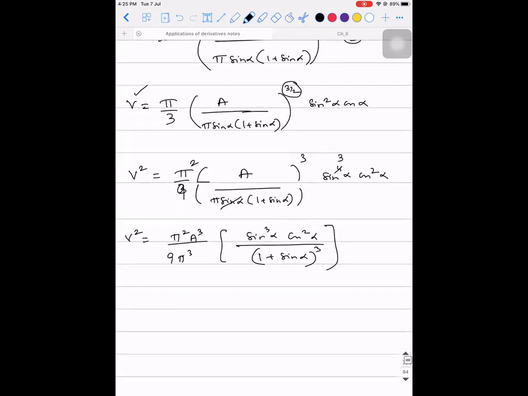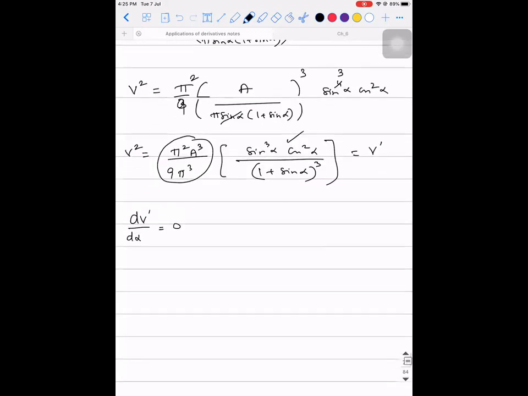Now what we can do is, I will call this V square as V dash. So dV dash divided by d alpha should be equal to 0. So when you do that, this constant will go, differentiate it and equate it to 0, you will get the answer. So it is 1 plus sin alpha the whole cube into, you have to apply UV rule here and then proceed.